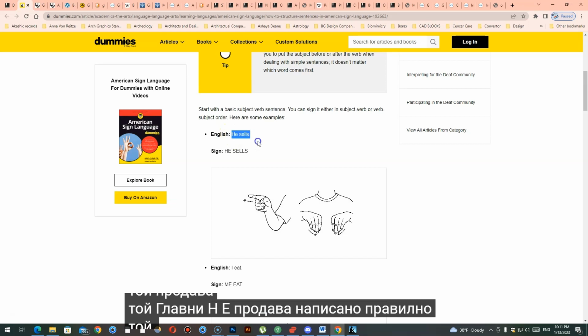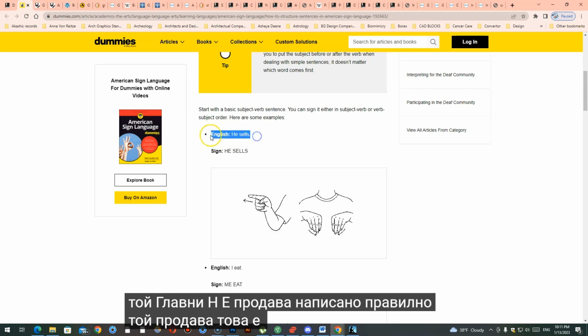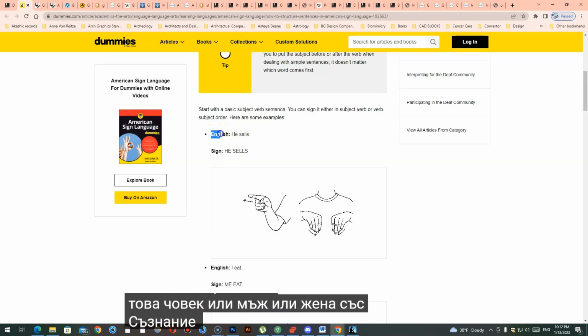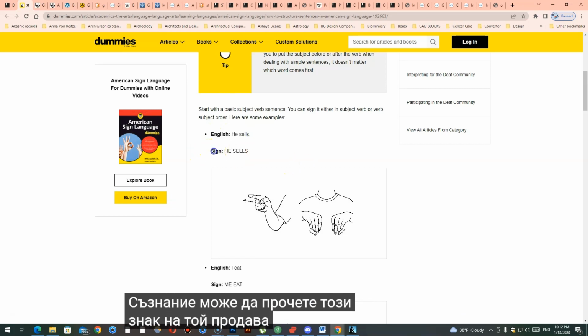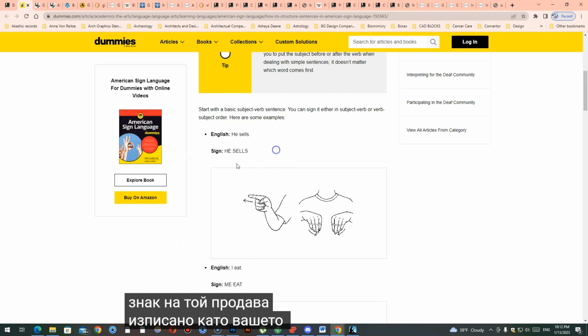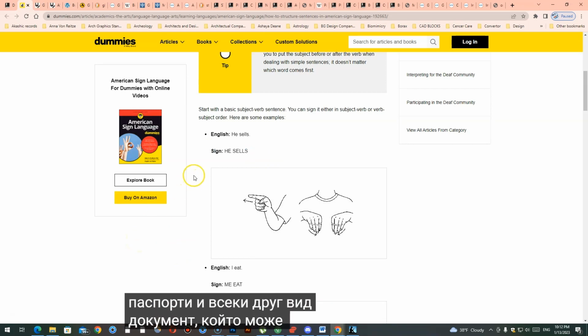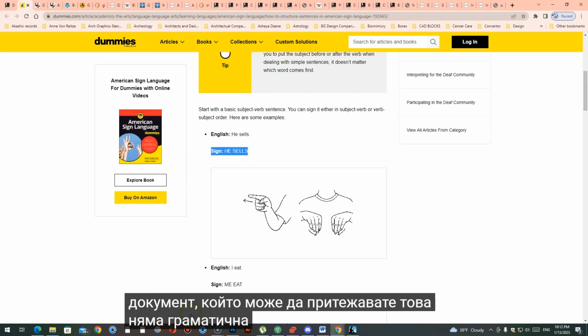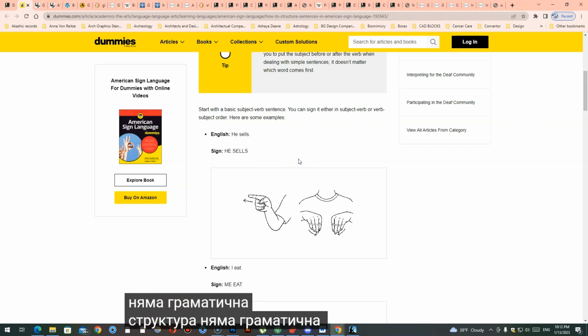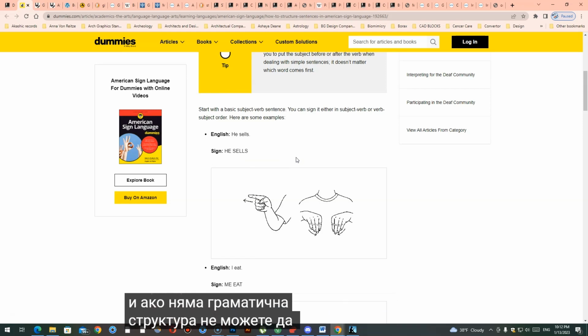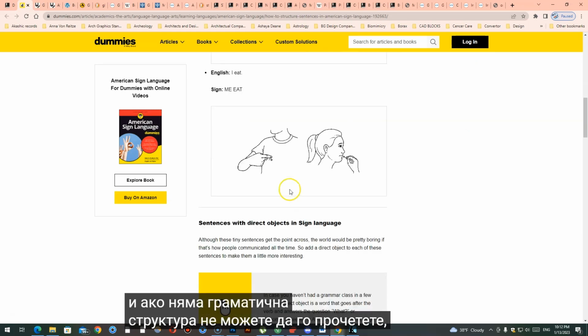Written correctly. He sells. This is grammatically correct. You can read this. A person or a man or woman with consciousness can read this. The sign of he sells, spelled out like your name on your passports and every other type of document that you may hold. This does not have a grammatical structure. It does not have a grammatical structure. And if it does not have a grammatical structure, you cannot read it. Let's keep going down.